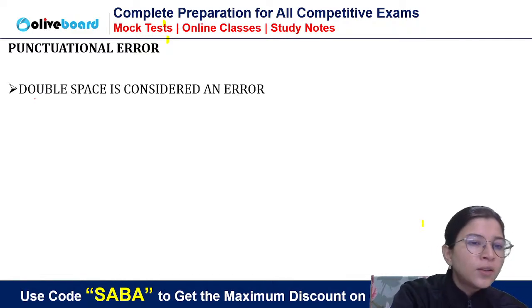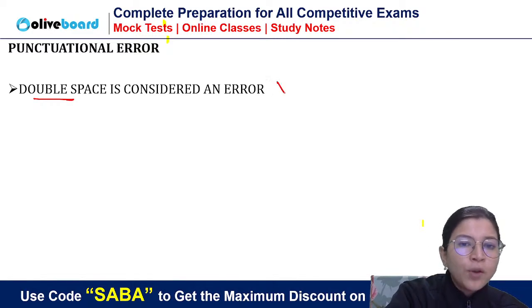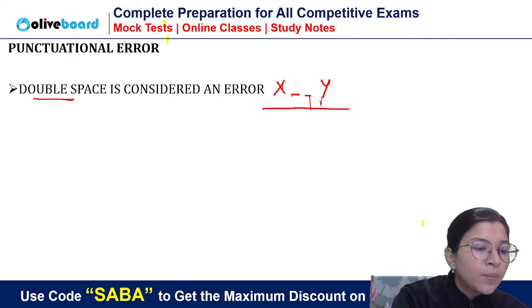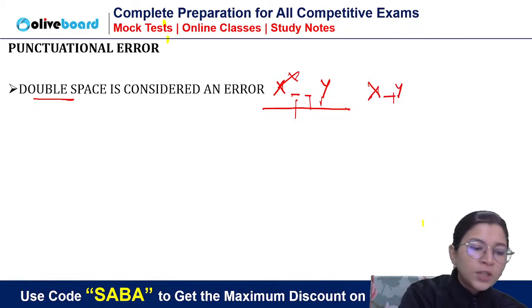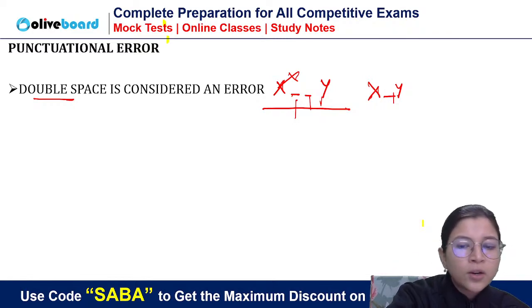So punctuational error, the first point is don't put double space between two words. Remember this thing. Now, if you have written X and you put a double space and then write Y, this entire line will become red, guys. Remember this thing. Only one space is allowed, X, one space, Y. That's it. Don't put double space in between two words because the entire statement will become red. Okay. So, it is considered wrong.